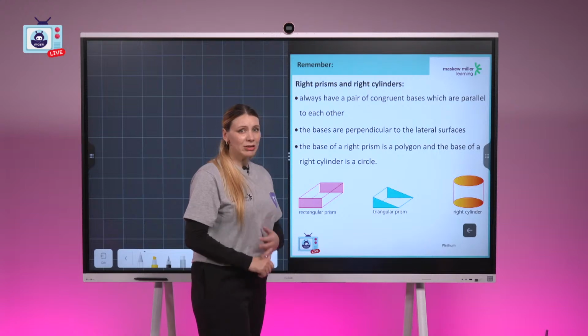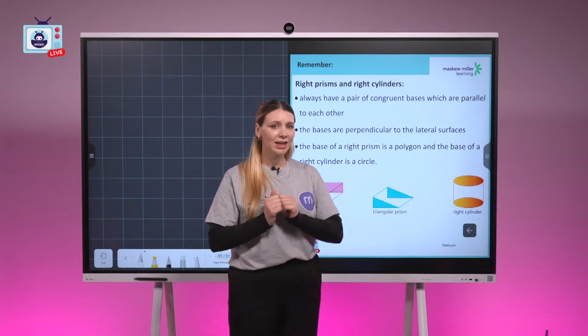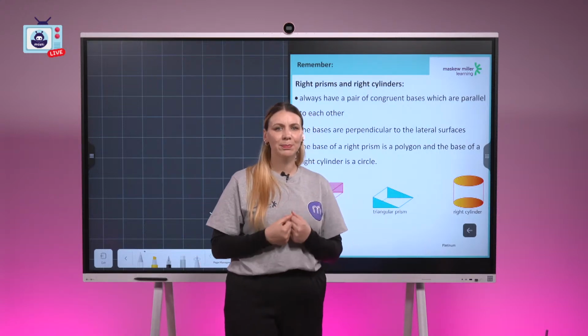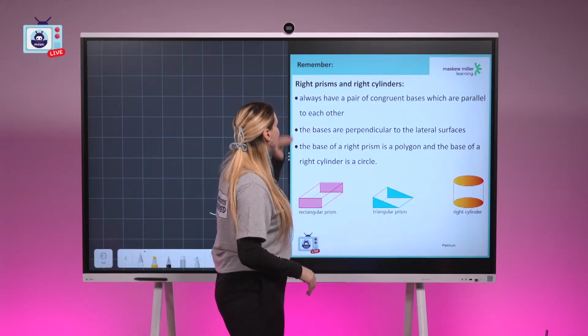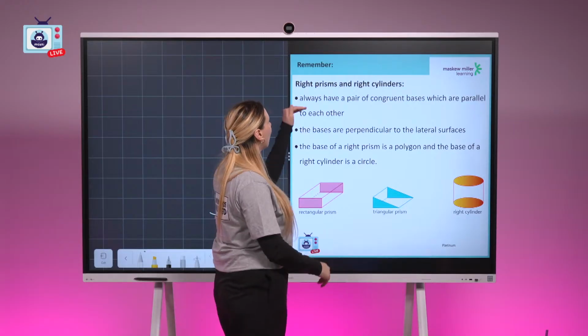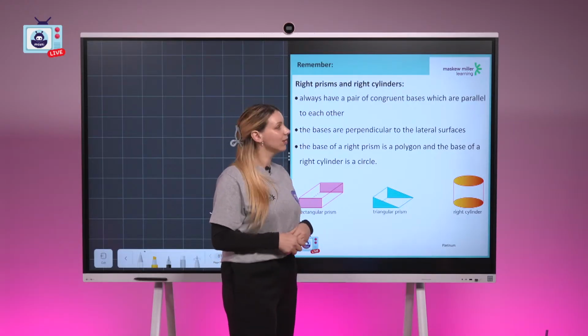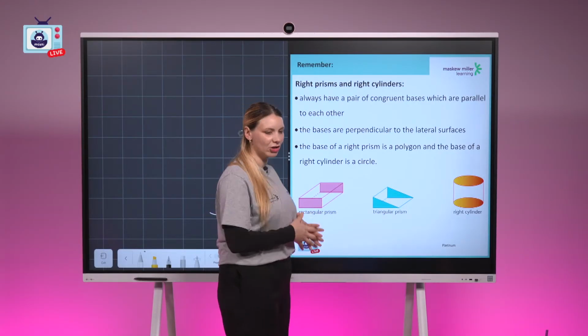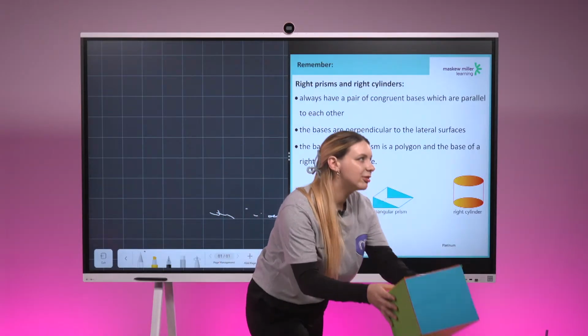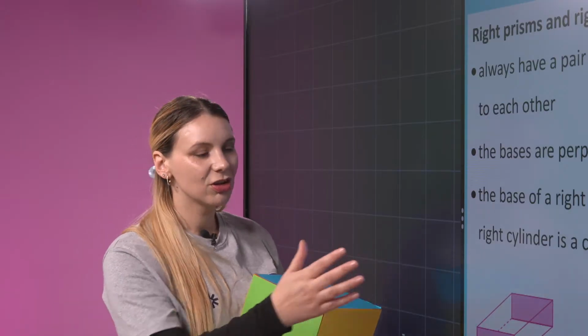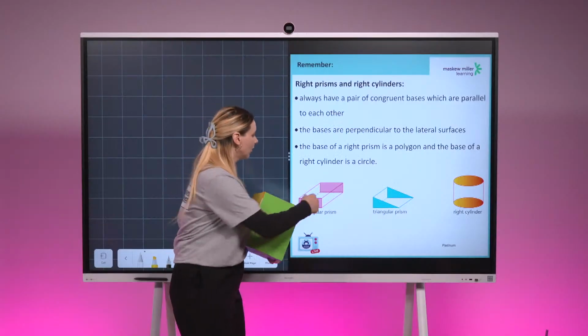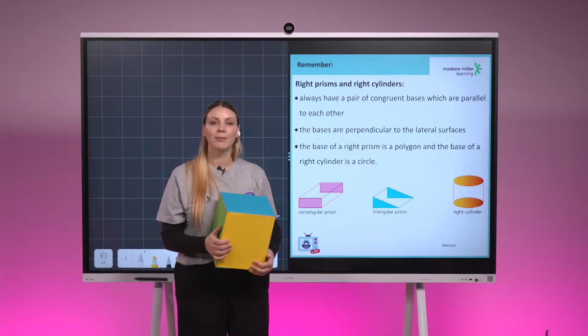What is important is to remember our knowledge from grade 9 as well, and that is the right prisms and right cylinders. We must remember that all prisms always have a pair of congruent bases which are parallel to each other. So let's use my rectangular prism again, and the ones you can see on screen. They have the shaded area, which is the bases.